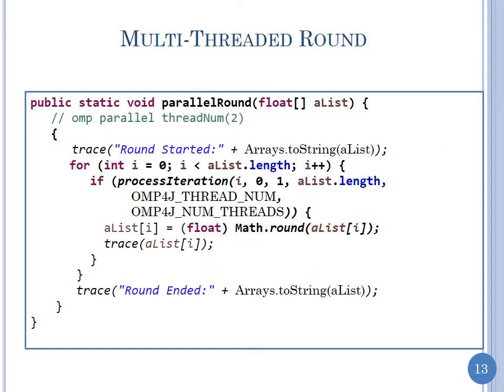So here's my process iteration. It takes I, the index. It takes the initial value of I, 0. It takes the increment, 1. And it takes the length of the list, which determines when we stop, and it gives the process iteration which thread is executing this and how many threads there are. So that's my process iteration.